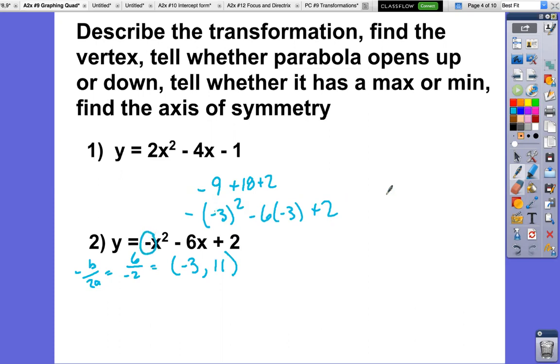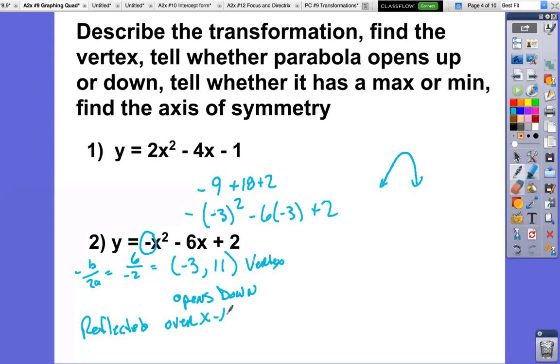Now, real quick, let's go ahead and describe it. My a is negative. How does it open? Down. So it opens down. There's my vertex. And it opens down. Now, how would I describe the transformation? If it opens down, I would say it is reflected over the x, and then it's moved how? To the left 3, good. And down 11, oh, it's positive. I mean up 11. I'm sorry. Up 11, you're good. I just want to make sure that you guys are getting all that.